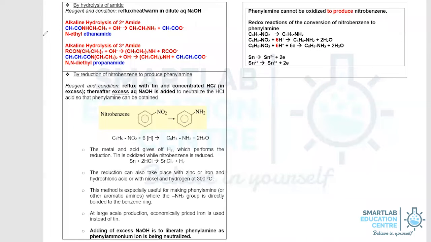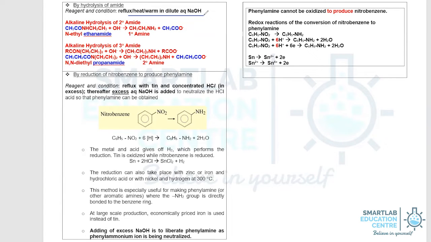Finally, we're looking at the hydrolysis of amide. In the hydrolysis of amide, we can do so using alkaline hydrolysis. Acidic hydrolysis will produce the salt of the amine. So, for example, if I were to do acidic hydrolysis of this 2 degree amide, I will end up with NH3+ instead of NH2. So that's the reason why you use alkaline medium.